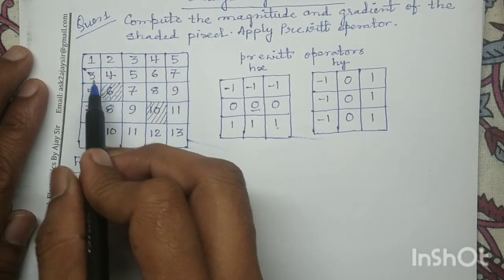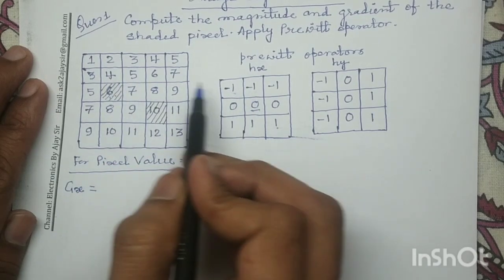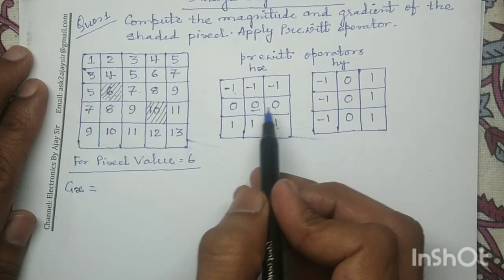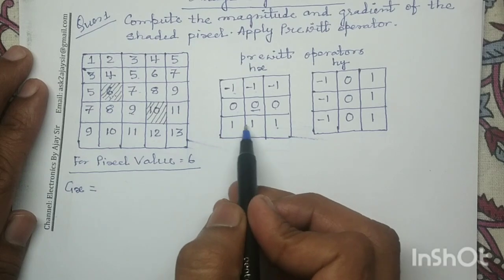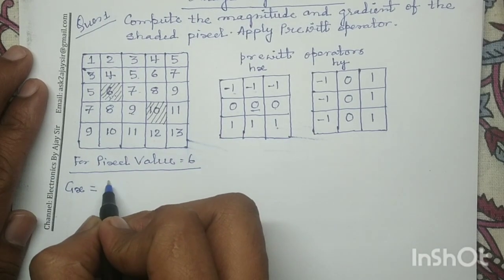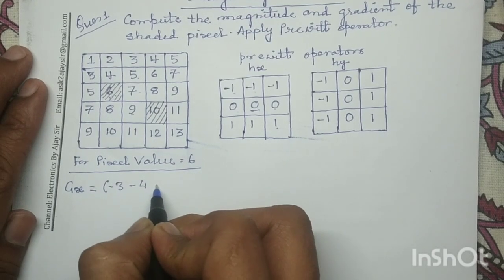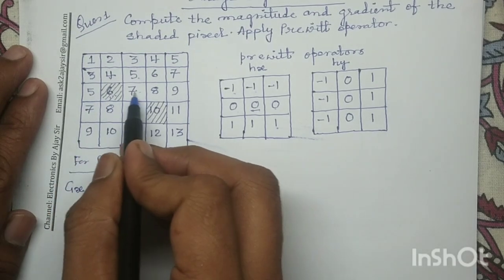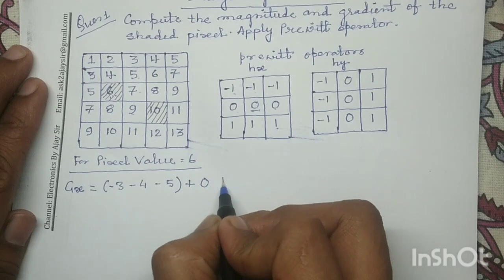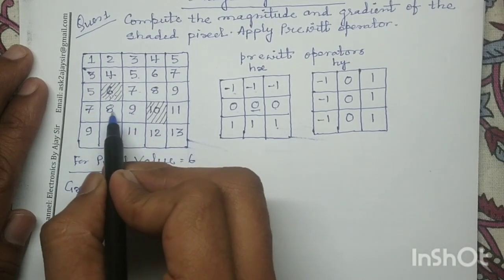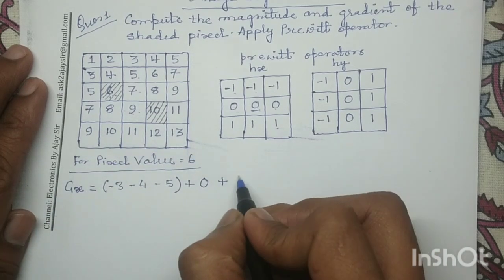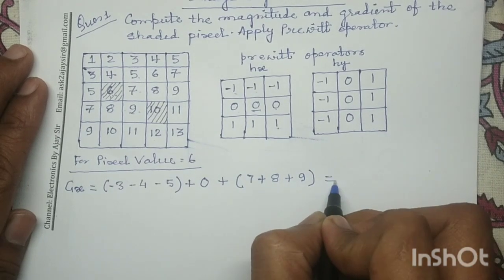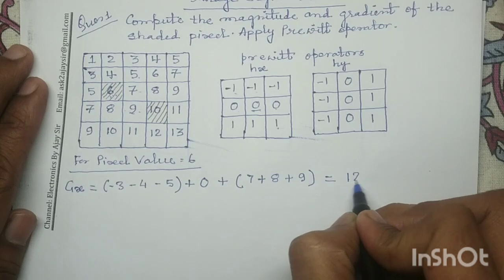So pixel by pixel multiplication: this 3 is multiplied with -1, 4 with -1, 5 with -1. Similarly 5, 6, 7 will be multiplied with the coefficients 0, 0, 0, and 7, 8, 9 will be multiplied with the coefficients 1, 1, 1. So my output gx we can write as -3, -4, -5, plus the second row all elements multiplied with 0, and in the third row all multiplied with 1, 1, 1, so it is 7 plus 8 plus 9. If you do the calculation, you will get the result 12.